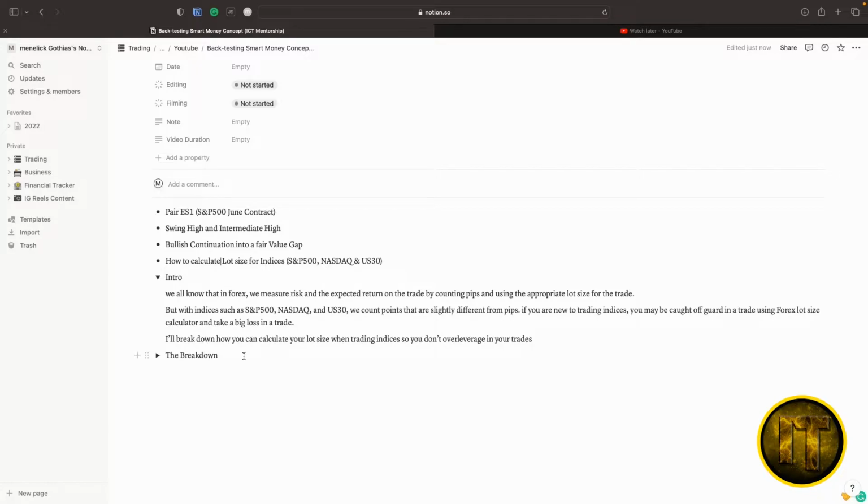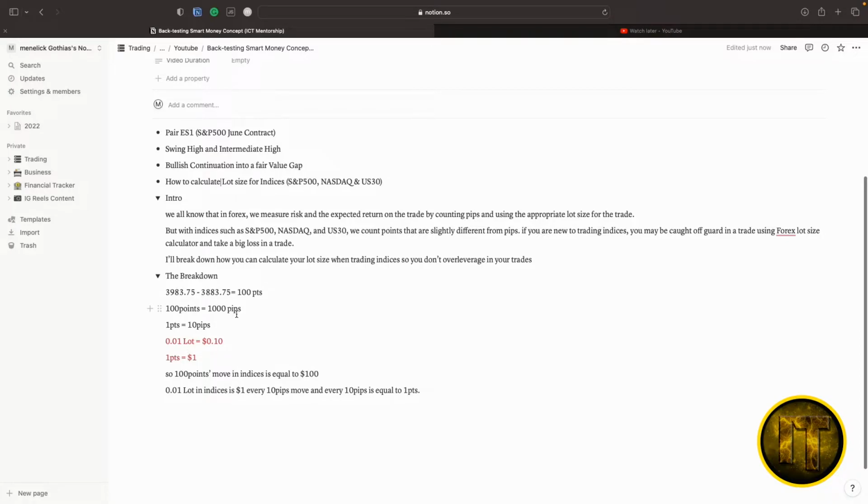You may be caught off guard using a forex lot size calculator and take a big loss in a trade. So I will break down how you can calculate your lot size when trading indices, so that you don't over leverage in your trades. Here is a breakdown. The breakdown is pretty simple.